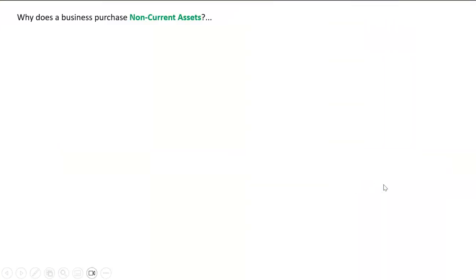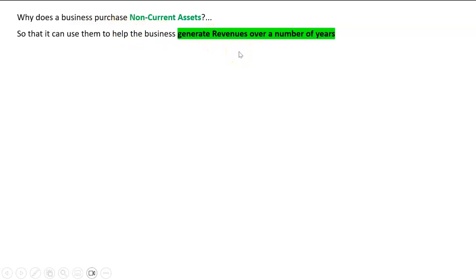So what is it? Well, let's go back to the whole purpose of why a business purchases non-current assets. Any non-current asset, doesn't matter what it is. When you think about it, the whole reason is to help the business generate revenues over a number of years. That's the point. Doesn't matter what it is.